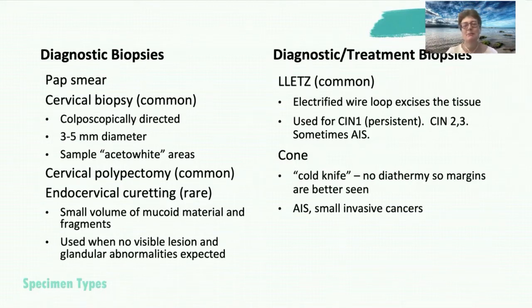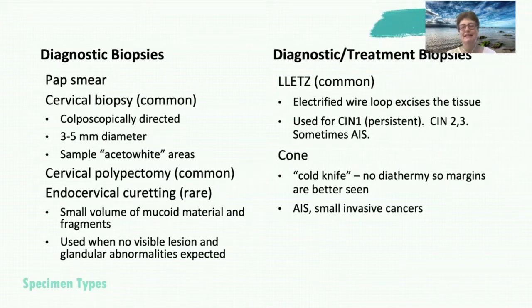The most common biopsy that we get is the cervical biopsy. This is colposcopically directed. That means it's taken down a colposcope, this device where a microscope is used to examine the cervix. They're often quite small, and they sample what are called aceto-white areas. These are white areas on the cervix that can be seen after the cervix is painted with acetic acid, and usually these are areas where there is CIN.